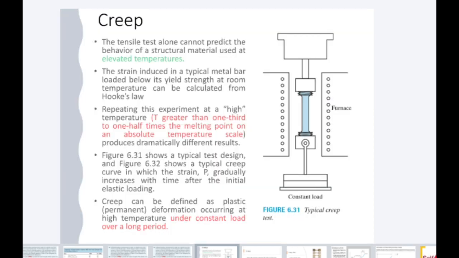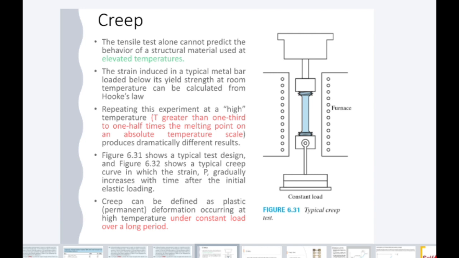Now we have creep, another property which we have also discussed, but I will quickly explain it to you and then I will leave you. So with this we will finish the mechanical properties, right? Now what is creep? We discussed it in the lab class in detail. Creep is a plastic deformation which occurs under a constant load, usually for a long period of time. So the tensile test alone cannot predict the behavior of structural material used at elevated temperature.